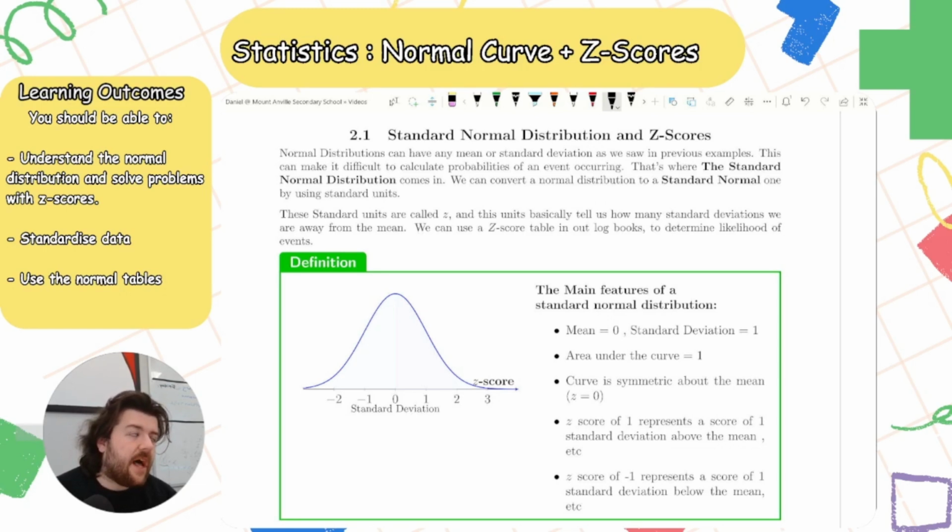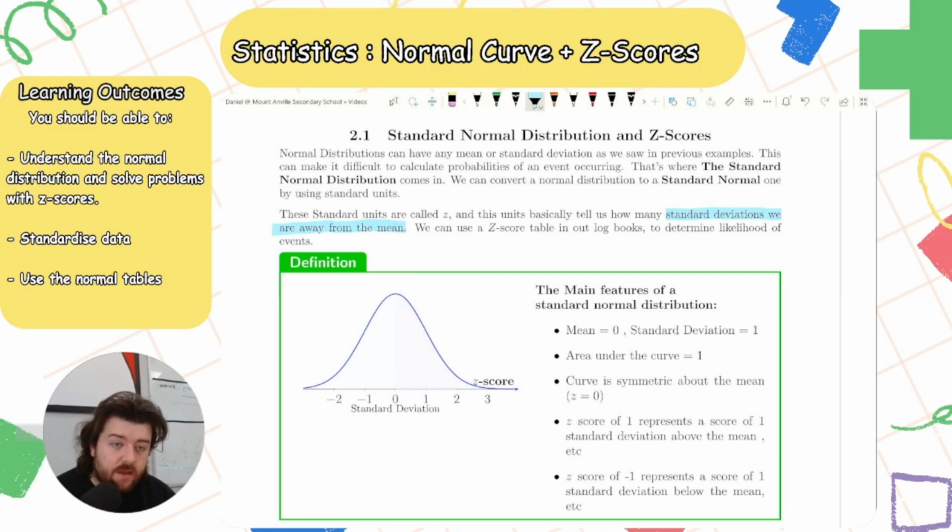So say, for example, I had a population of heights and they were normally distributed, and I wanted to find out, well, what's the probability someone is above 6 foot? That'd be quite tricky to do. That is where the standard normal distribution comes in. We can convert a normal distribution to a standard normal one by using standard units. These standard units are called Z, and this unit basically tells us how many standard deviations it is away from the mean.